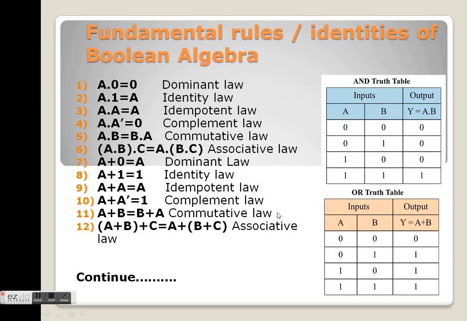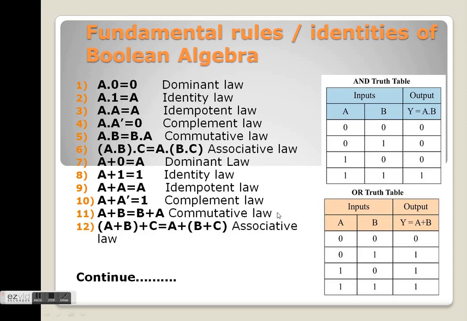The next rule says that A OR A complement is equal to 1, which means that when we apply Boolean OR operation on any Boolean variable and its complement, then the result will be 1 always. For example, 0 OR 1 is equal to 1 and 1 OR 0 is also equal to 1.